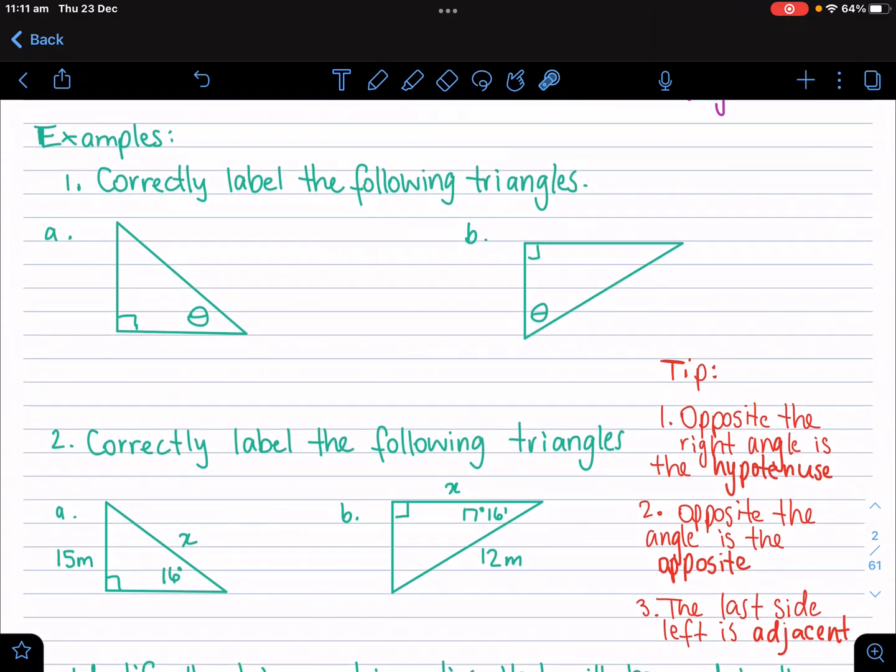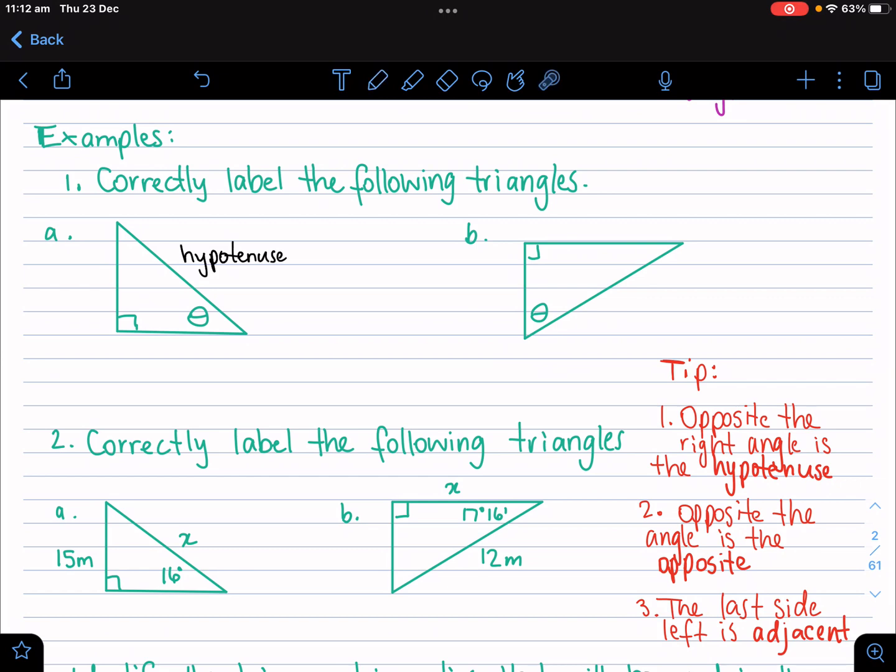Let's go through some examples. So in this example here, we're going to label the following triangles. Now, the first step of labeling a triangle, if you follow the steps, is the opposite the right angle is always the hypotenuse. So if I look at this first triangle, there's a right angle, and directly opposite it is this side. So this is going to be the hypotenuse.